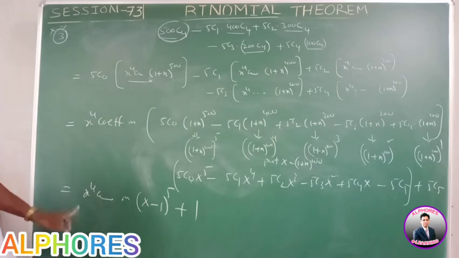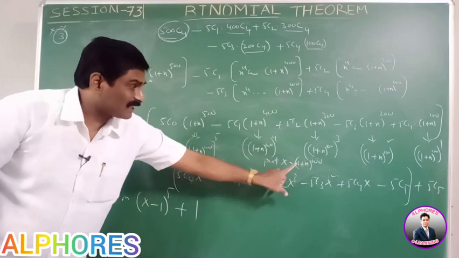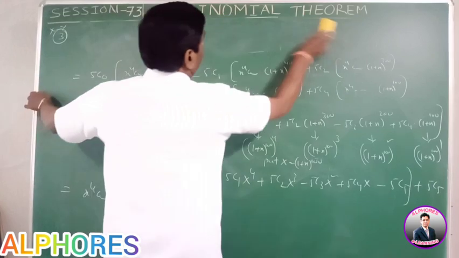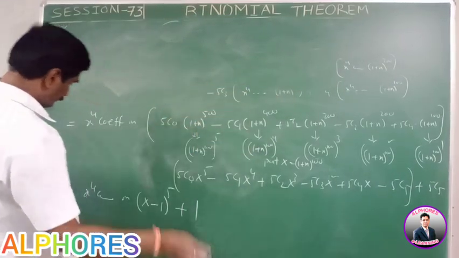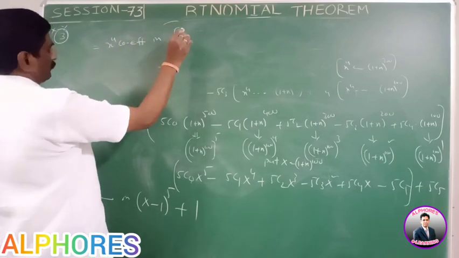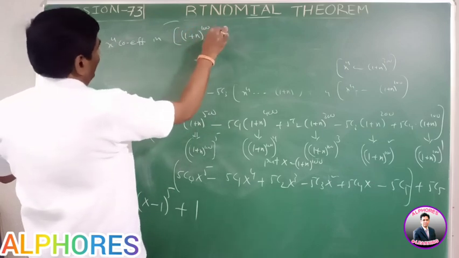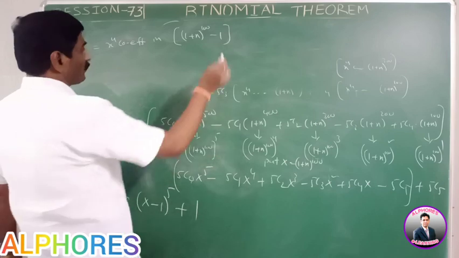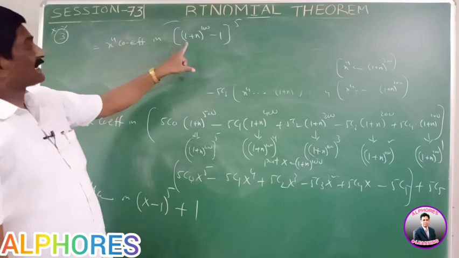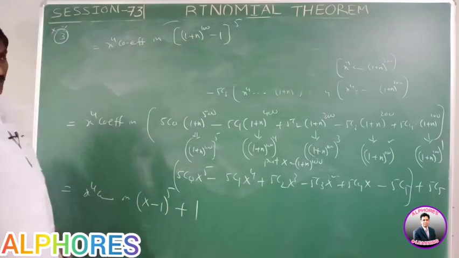Please observe this value. The x power 4 coefficient in (X minus 1) whole power 5. But what is the value of X? X is equal to (1 plus x) whole power 100. That is equal to the x power 4 coefficient in ((1 plus x) whole power 100 minus 1) whole power 5. Any doubt in this value? Now we find the coefficient of x power 4 in this expansion, ((1 plus x) whole power 100 minus 1) whole power 5. Any doubt in this value?